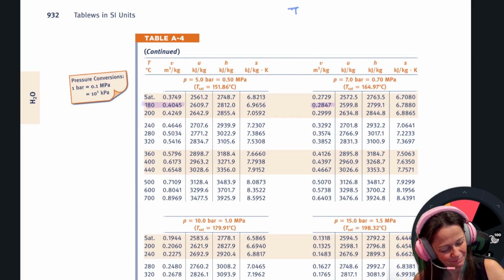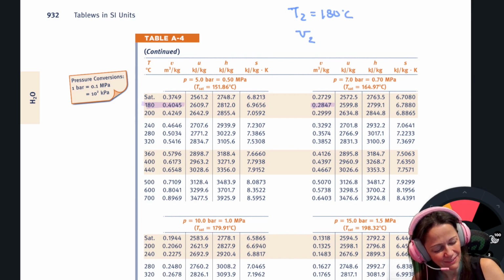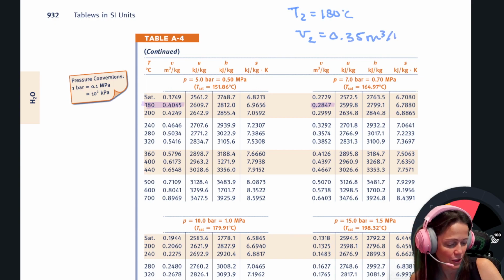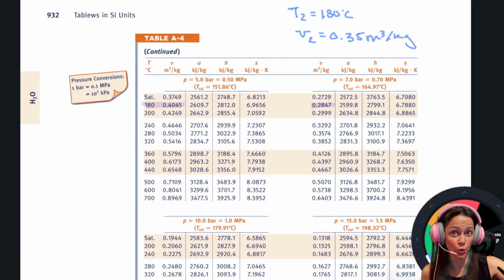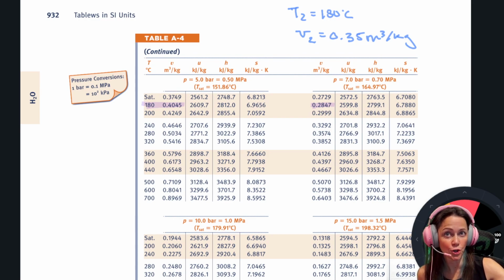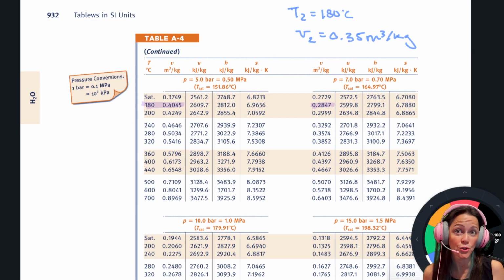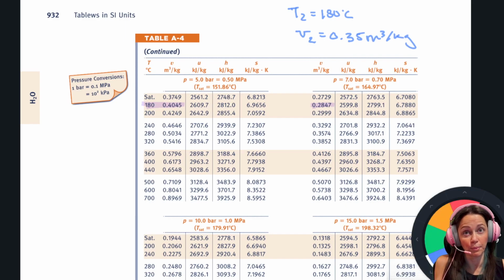So again, my temperature is 180 and V2 is 0.35 meters cubed per kilogram. So what I need to do is interpolate. I'm going to look along the lines according to 180, and start looking for values that are kind of close to 0.35. I'm going to try to find the place where I have a value right below and right above, and then I'm going to interpolate. So right below 0.35 and right above 0.35.